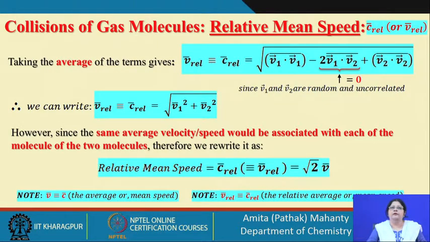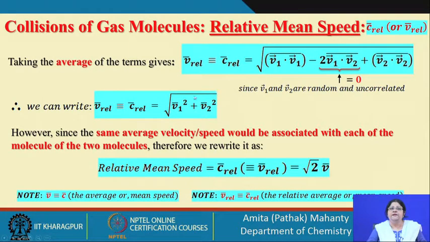Now, if we are going to find the average of these terms, what do we do? We take the average of each of the velocity terms, and if you see in this term, since these are more or less random, they are not correlated, maybe orthogonal. So, if their vectors are orthogonal, their product is going to give you 0. So, this term becomes 0. If this term becomes 0, then what we are left with is the square of v1 and the square of v2 if we are taking the averages. So, this is the average v1 square plus the average v2 square.